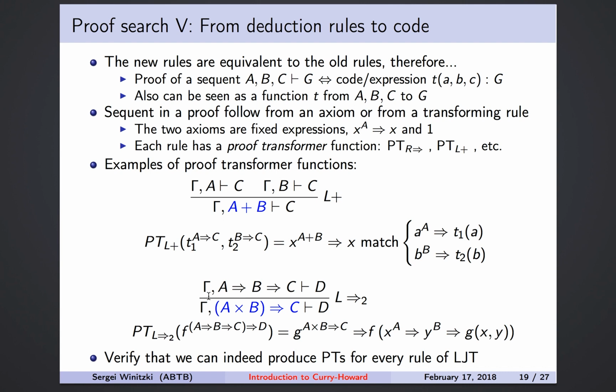Another example is the proof transformer for this rule. This rule has one sequent going to one sequent. So in order to transform this proof into this, we need a function that takes an argument of type A to B to C to D and returns a function of type tuple AB going to C to D. So here's the code.